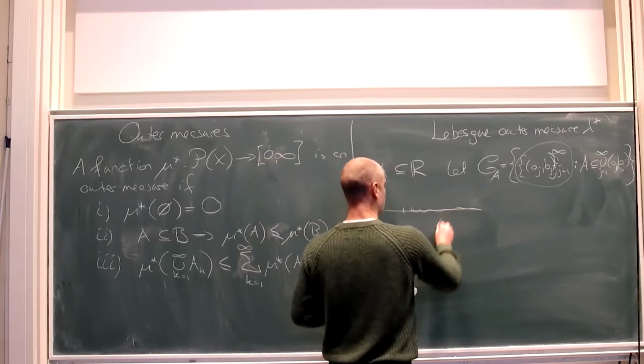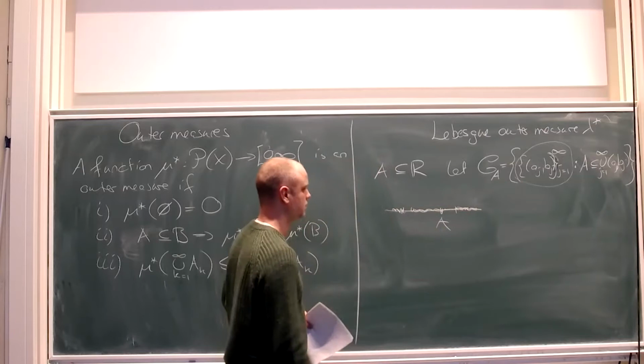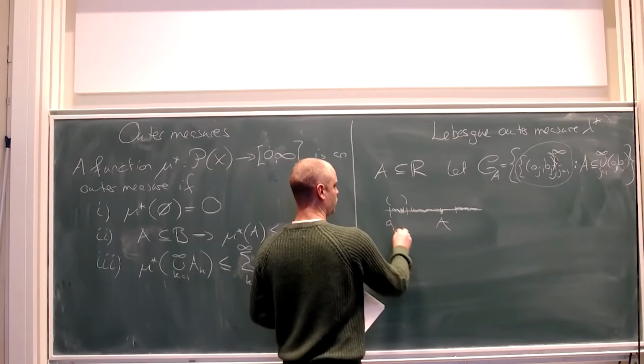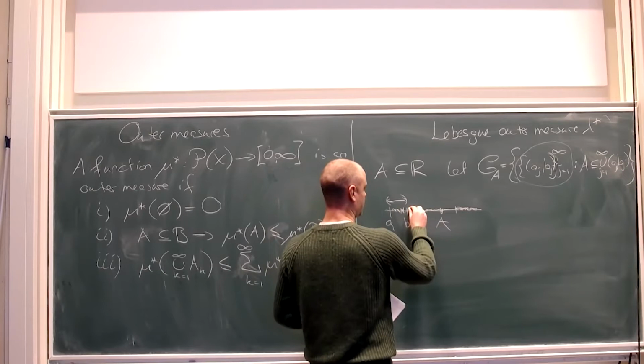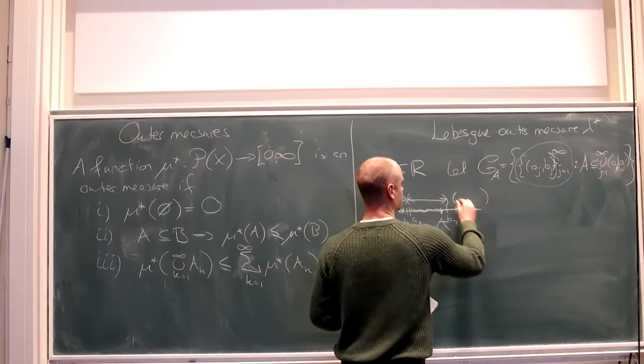So if A is somewhere here, it's impossible to paint really, but maybe a bit like this, yeah? Then I could pick A1, B1, that would be my first interval. And then I put here A2, B2 to be second interval like that. Okay. Third interval and so on.